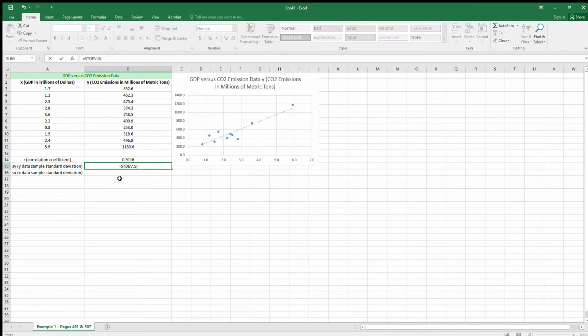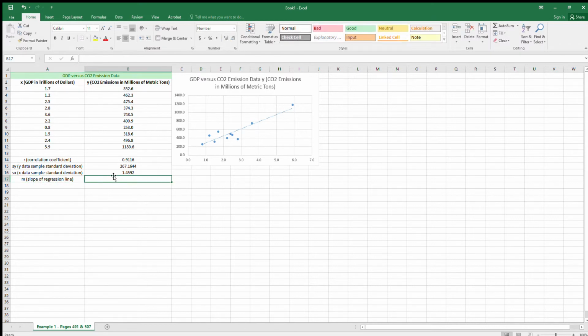Okay, press tab. So this is the sampling of the y data. Sy is the y data. So we'll highlight that, shift 0, enter. Okay, the standard deviation in the y data is 267.1644. We'll do the same thing for the sample standard deviation in the x data, STDEV.S, shift 0. The standard deviation in the x sample data is 1.4592.